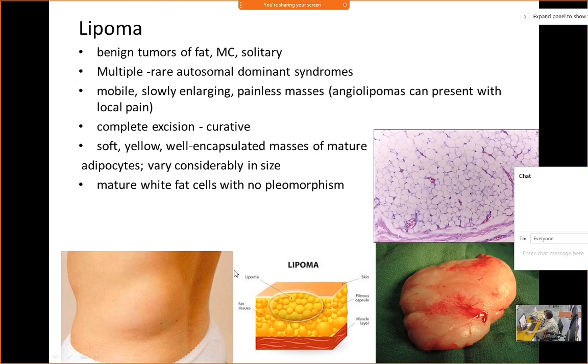Now coming to the most common soft tissue tumor, the lipoma. It's a benign tumor of the fat. It is usually solitary, but it may be multiple, and when it is multiple, it is usually associated with autosomal dominant syndromes. And this is a very common site for a lipoma, at the waist level. And the skin is absolutely normal over it.